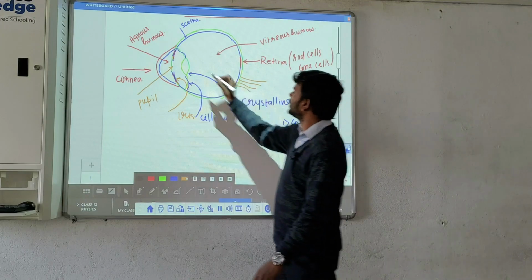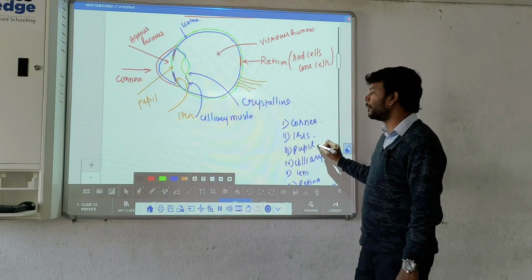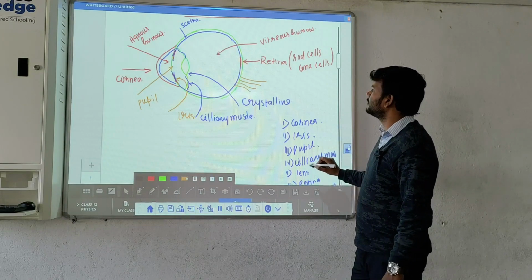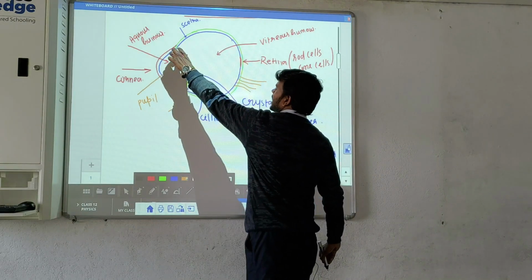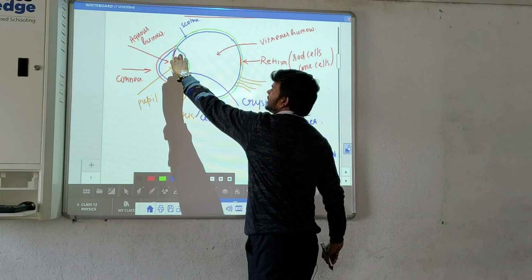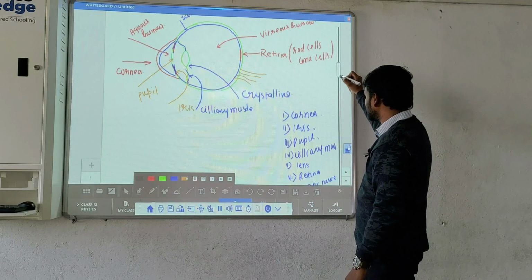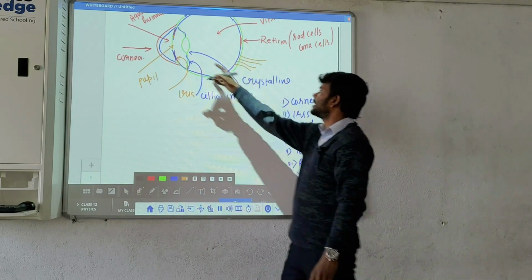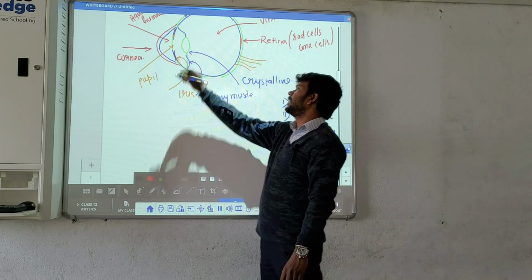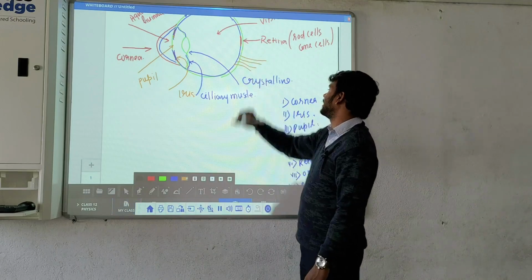Next is the pupil. This hole through which the light is entering is known as the pupil. And next part is the ciliary muscles. Ciliary muscles help to adjust the focal length of this convex lens, this crystalline lens. Next we will study in detail the function of the ciliary muscles. Then the lens, known as the crystalline lens. It is basically a convex lens. It will form a real inverted image at the retina.